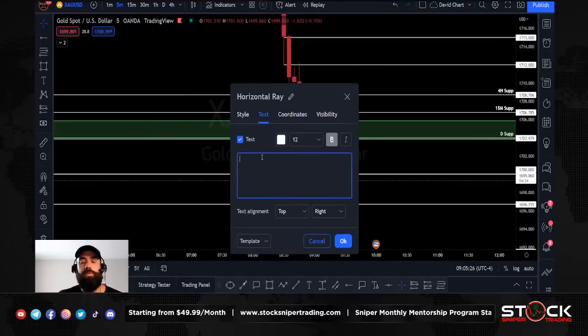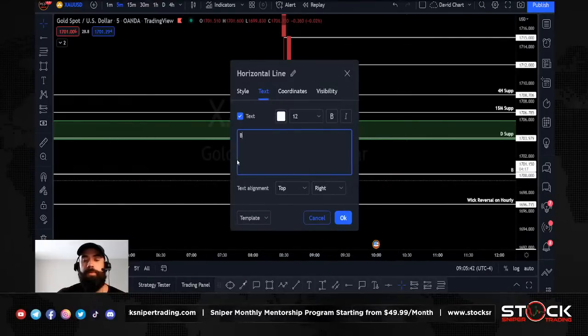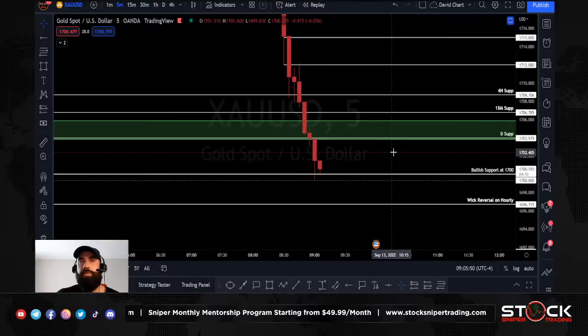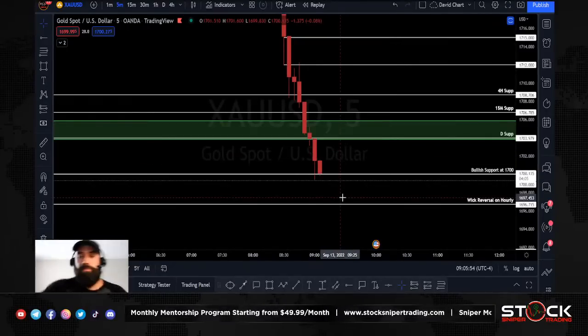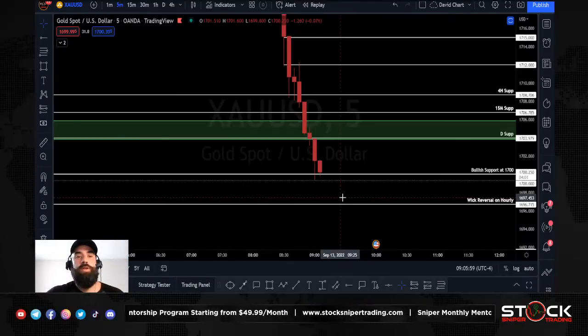Okay, so here we go. Wick reversal on hourly. Okay, and then you can see bullish support right here at 1700. Okay, so here we go.